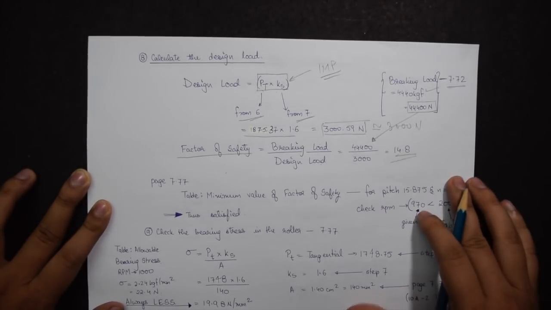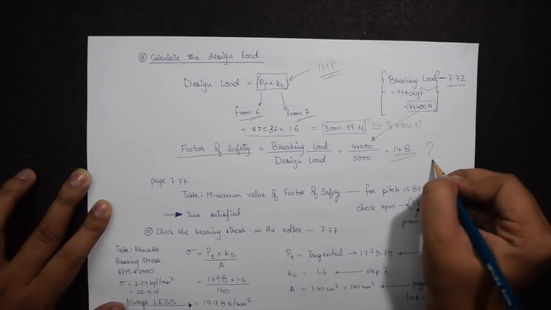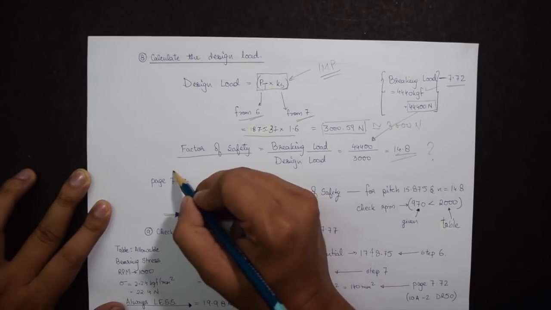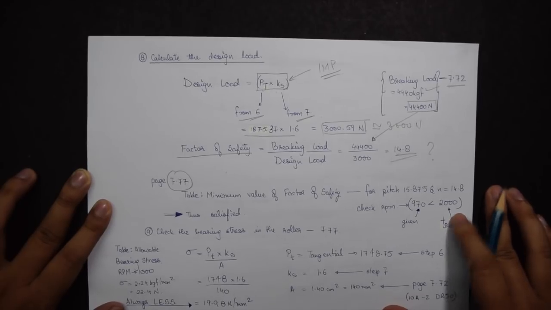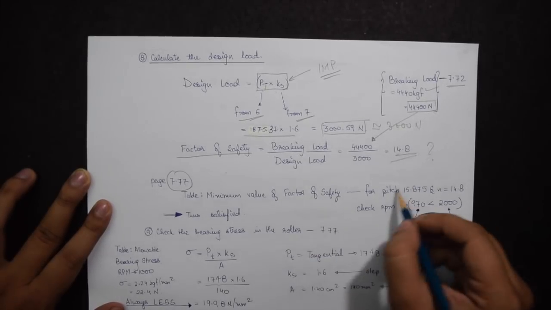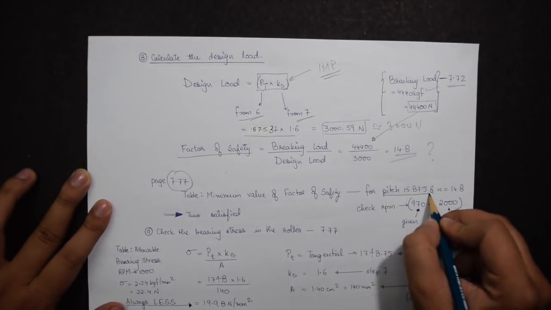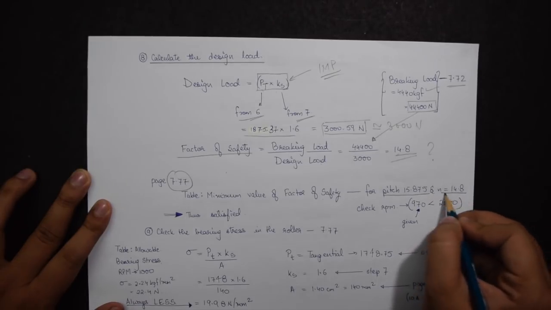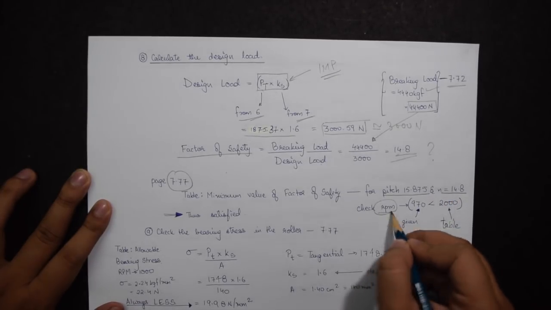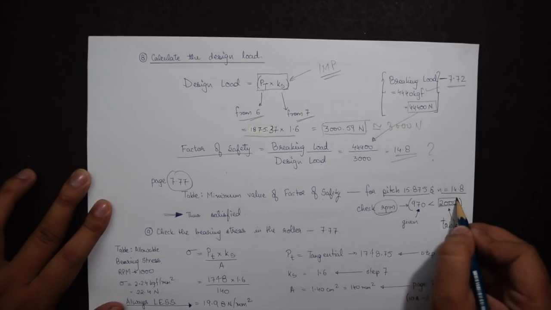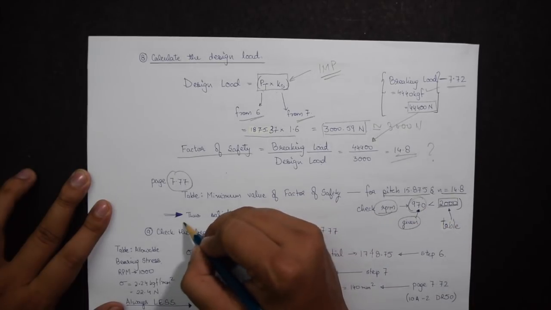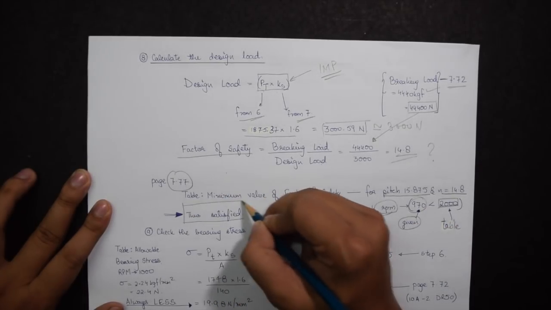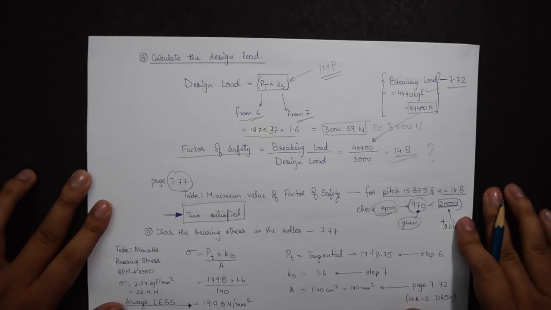So is this factor of safety correct or not? Let us check from page 7.77 under the table minimum value of factor of safety. So we see for pitch 15.875 and n equal to 14.8, the maximum RPM the sprocket can sustain is 2000, but as we saw in the question, the given RPM is 970 only. Therefore, our selection of factor of safety is correct.